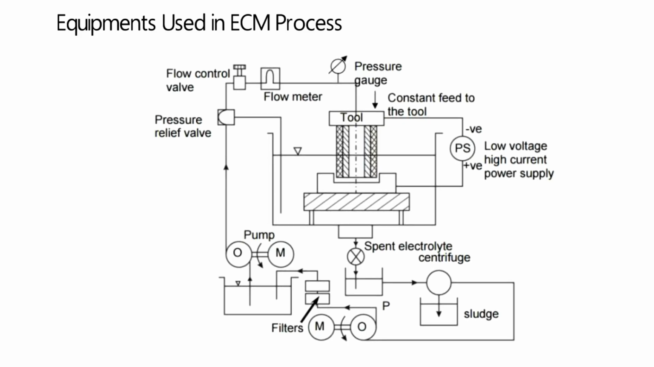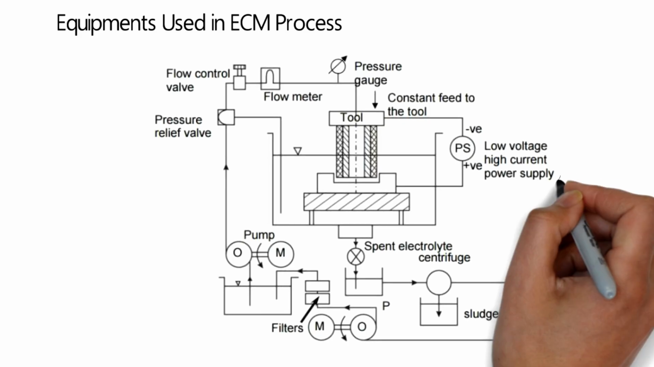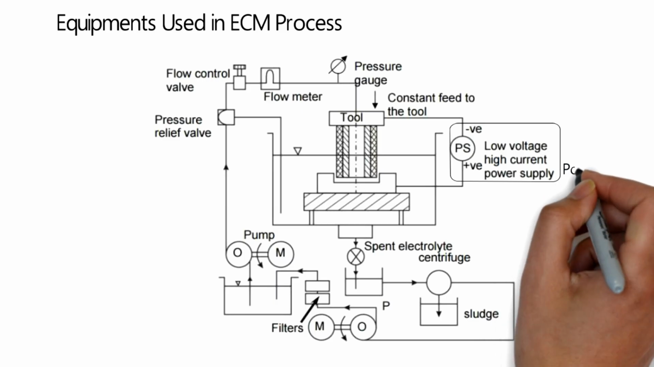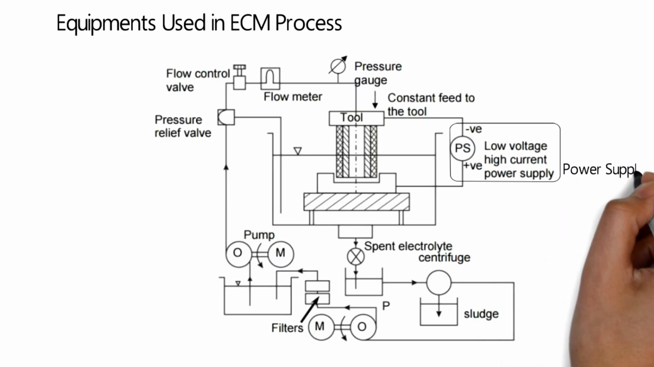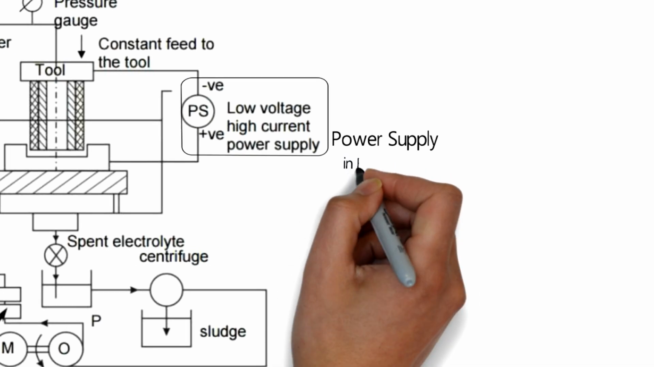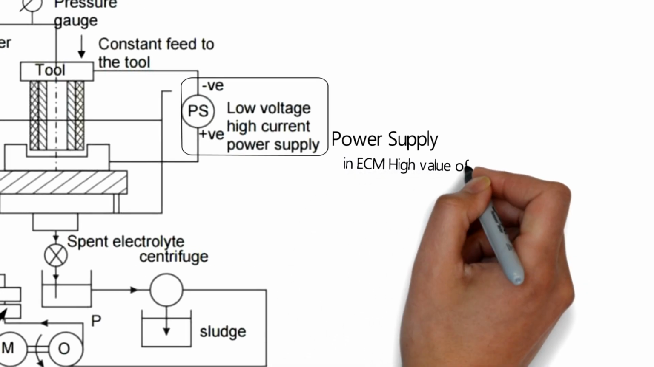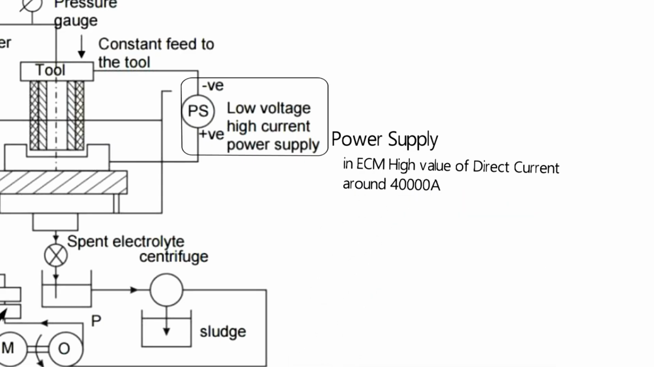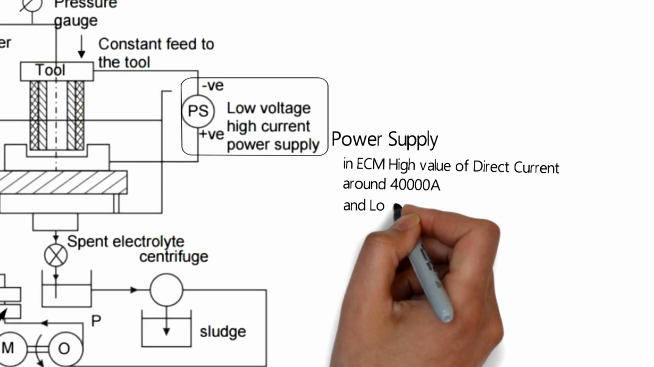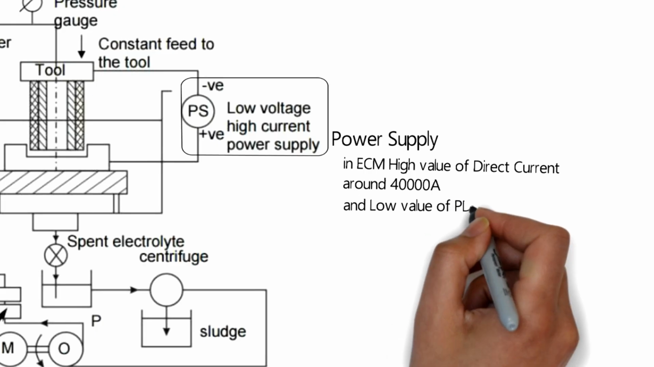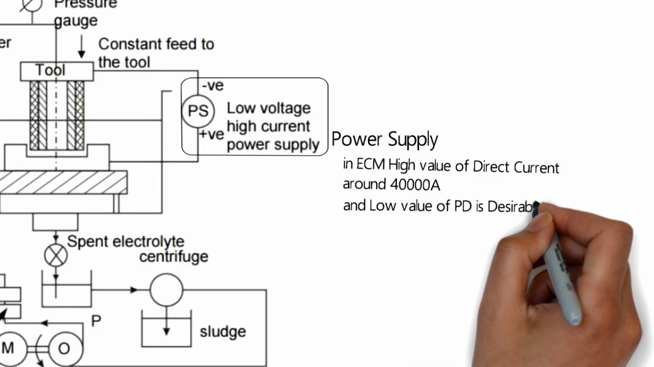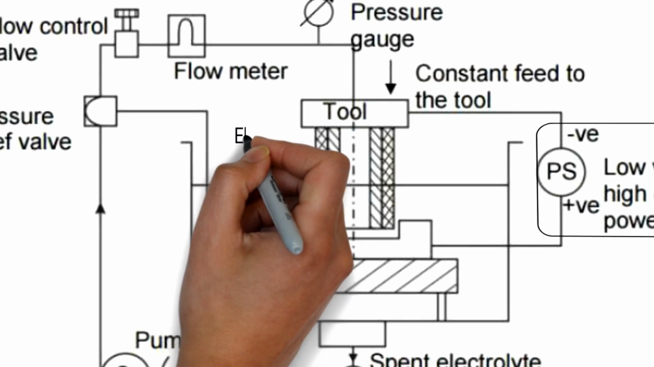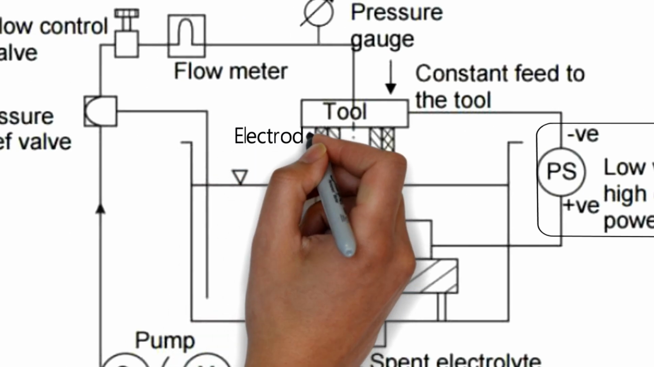As we can see here, the tool and the workpiece are supplied by the power supply. The first item in the equipment is the power supply. In ECM, a high value of direct current, around 40,000 amperes, is applied, and a low value of potential difference is desirable. So here, high current and low potential difference.